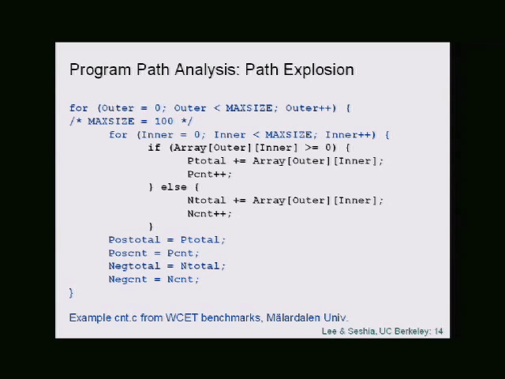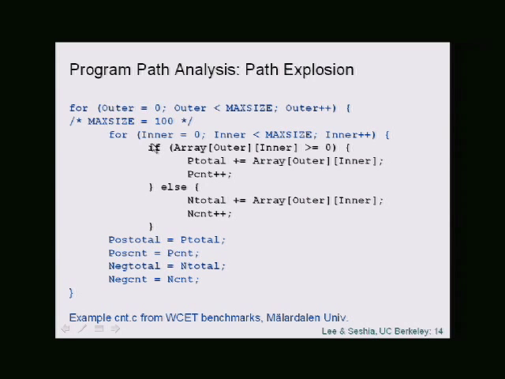So you have two for loops. Each of these loops is executed 100 times. So max size is 100. This for loop is executed 100 times, and this for loop is executed 100 times. And then in the middle of the for loop, you have this conditional. The conditional says if the array value is non-negative, then you increment the positive count and you accumulate the value into the positive total. Else you accumulate the value into the negative total, right?